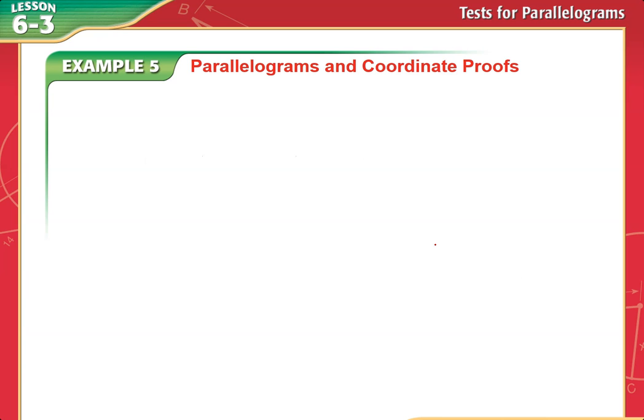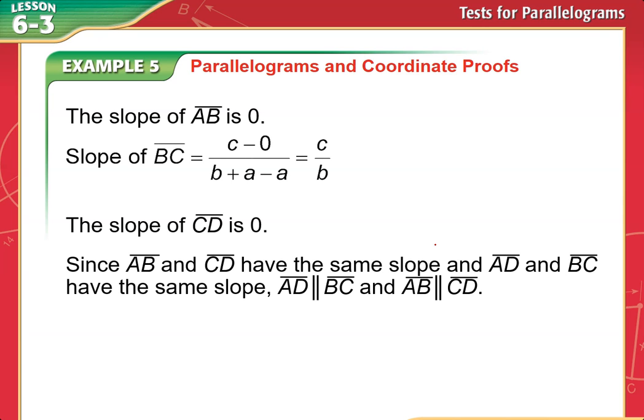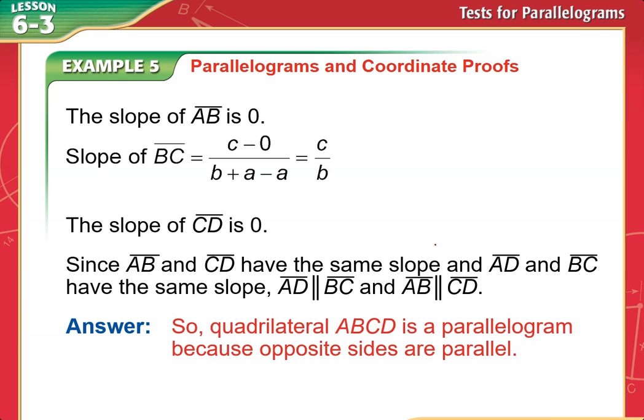So look at that. Go back. C over B and 0, and C over B and 0. Since AB and CD have the same slope, and AD and BC have the same slope, AD is parallel to BC, and AB is parallel to CD, therefore it's a parallelogram.